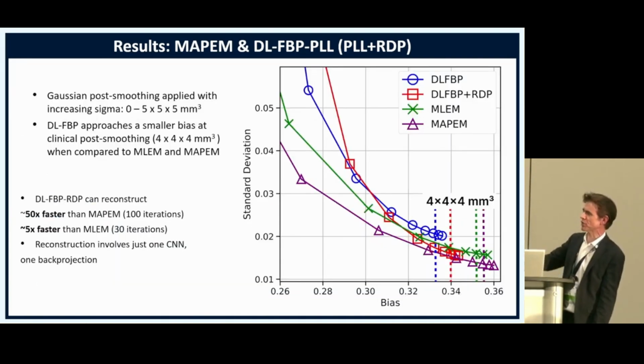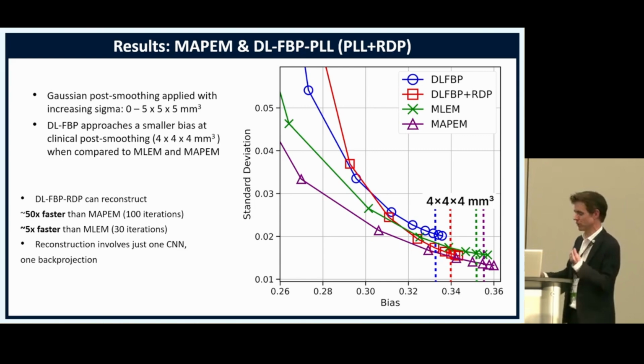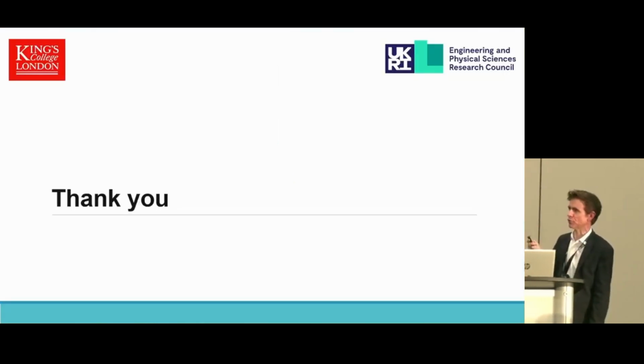Right, and also to say, if we look at bias variance trade-off for that method, then the reference MapEM would be that purple line, and the deep learned method would be those red squares. This is looking at the, if you like, clinically relevant post-smoothing level shown here, and you can see that we're incredibly competitive when you start considering the practically used level of spatial resolution.